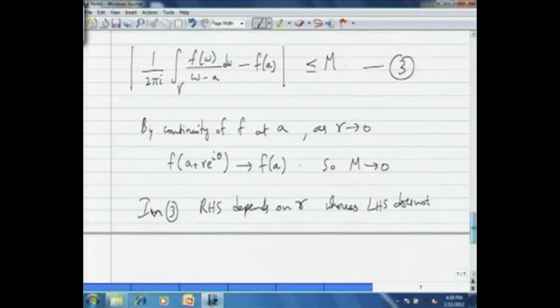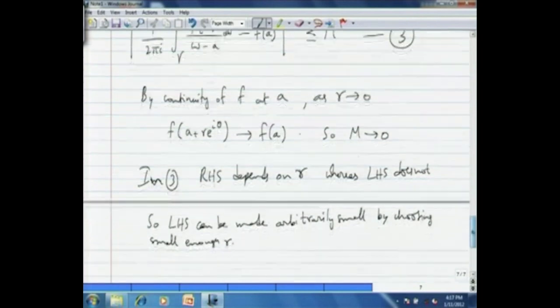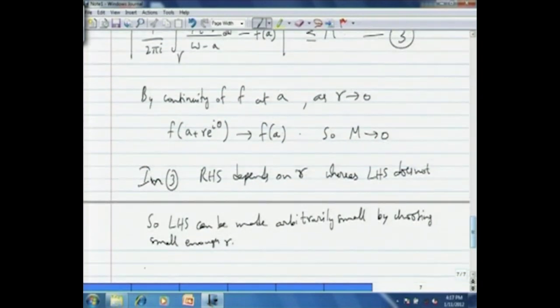What you can conclude is that you can take the limit as r goes to 0, and you can see that the left hand side is arbitrarily small. So, the LHS can be made arbitrarily small by choosing small enough r, little r. In conclusion, since the left hand side is arbitrarily small, the left hand side has to be equal to 0.